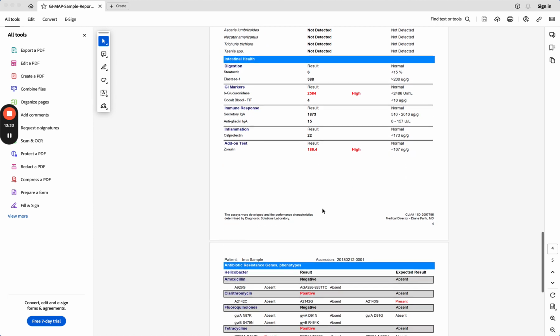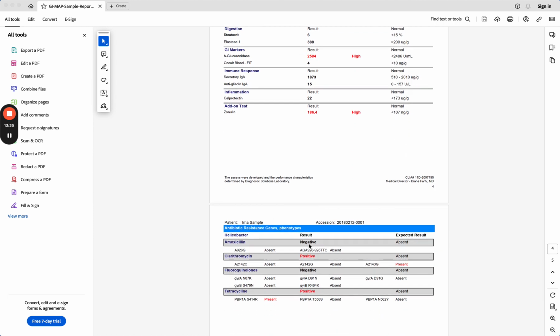And then finally, if people are considering doing antibiotics for Helicobacter, they do include the antibiotic resistance markers for the positive Helicobacter tests.